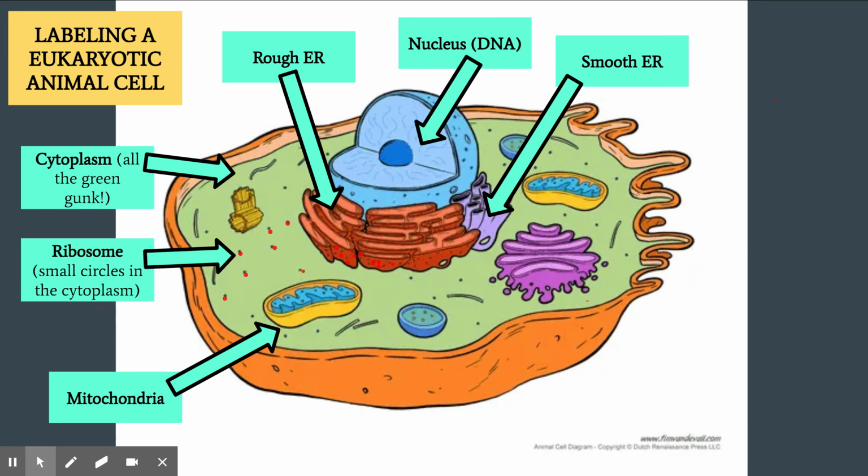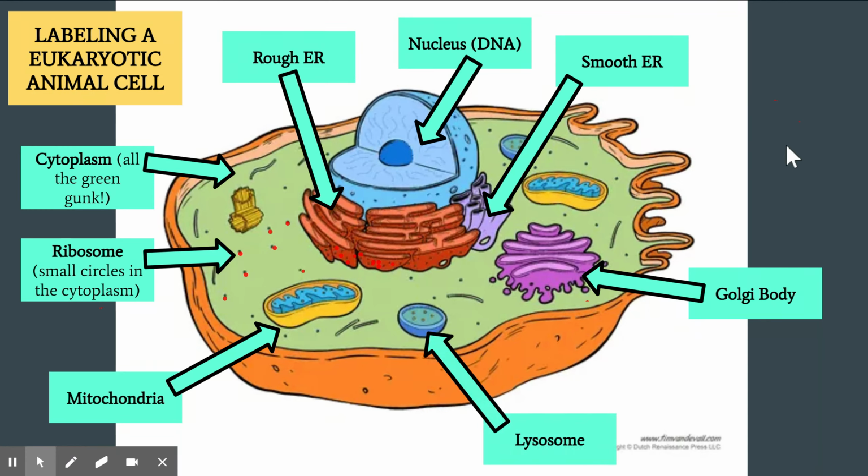Next up, we have the smooth ER. It's located directly next to the rough ER, right outside the nucleus, and I know it's smooth because it doesn't have any ribosomes built in. Next up, we have the Golgi body. The Golgi body is, again, this wavy structure that's next to the endoplasmic reticulum. The Golgi body has the job of packaging and transporting proteins outside of the cell. So they get made in the ribosome, they go through the rough ER, and the Golgi body then sends them to their final destination.